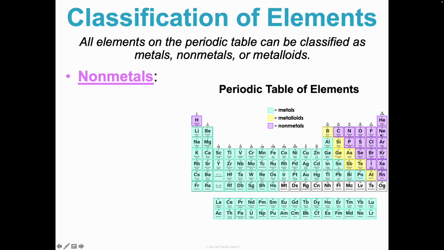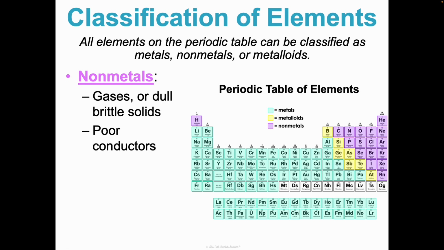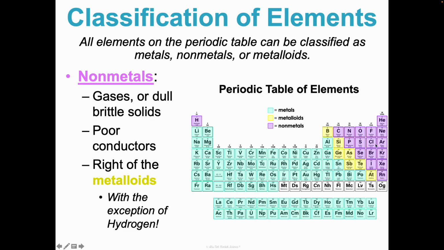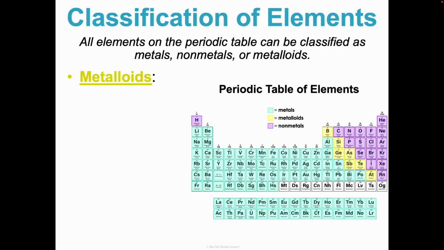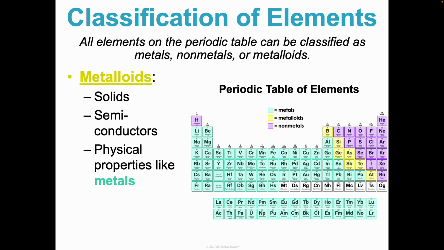Nonmetals are on the right side of the periodic table, with the exception of hydrogen. They tend to be gases or dull, brittle solids. They are poor conductors. They're to the right of the metalloids, again with the exception of hydrogen. Now, metalloids, what are those? That's what I've highlighted in yellow. These tend to be solids, and they have properties of both metals and nonmetals. So they're not great or bad conductors. They're considered semiconductors. They tend to have physical properties like metals, but chemical properties like nonmetals.